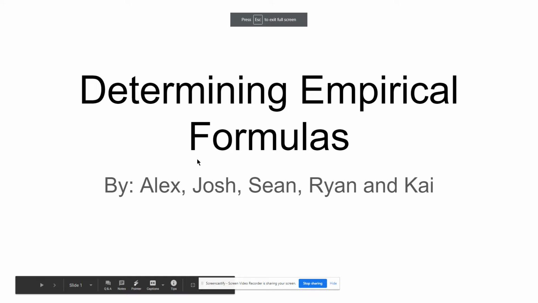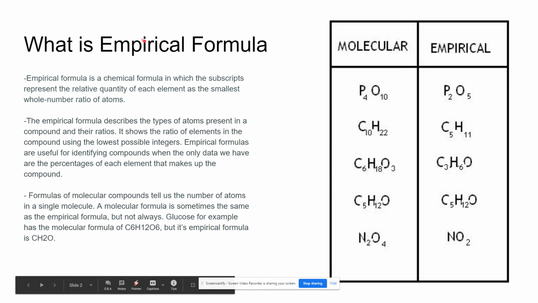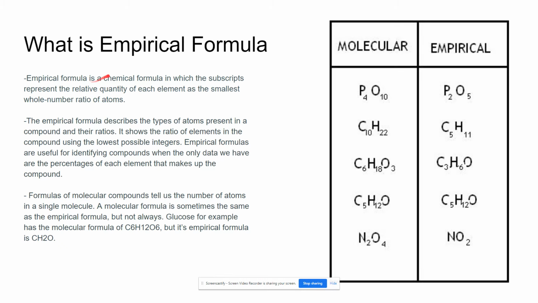Hello. So today I'll be discussing how to determine empirical formulas. So what is an empirical formula? An empirical formula is a chemical formula in which the subscripts represent the relative quantity of each element as the smallest whole number ratio of atoms. The empirical formula describes the types of atoms present in a compound and the ratios. It shows the ratio of elements in the compound using the lowest possible integers.